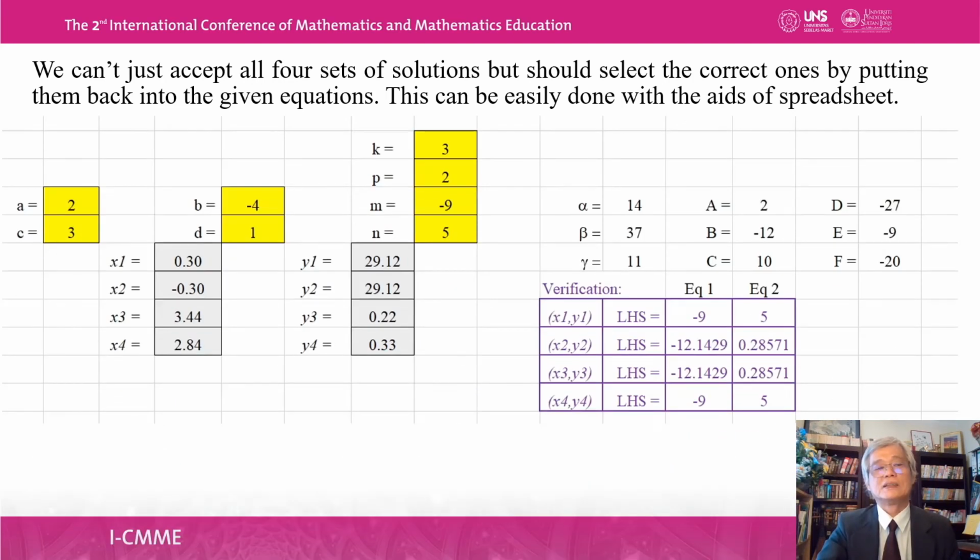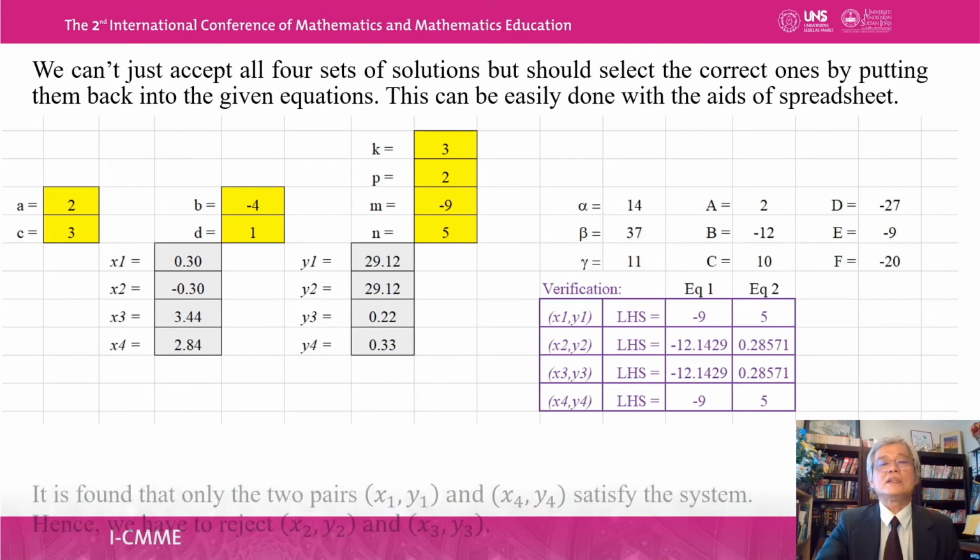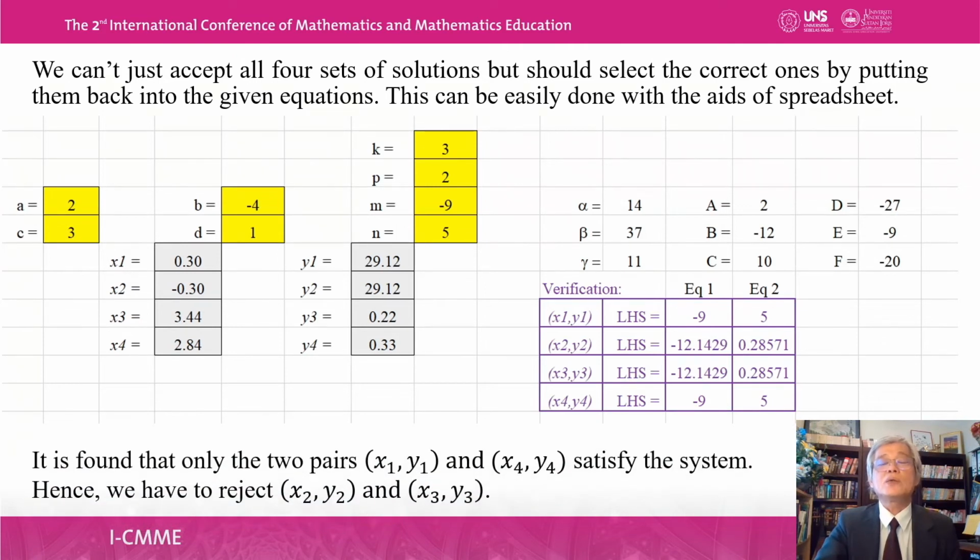Like this. I enter A, B, C, D, M, N, K, and P into the yellow boxes, hit enter, and instantly I get the 4 sets of solutions. And the verification box there tells me only x1, y1, and x4, y4 satisfy the given equations. Hence, we have to reject x2, y2, and x3, y3.